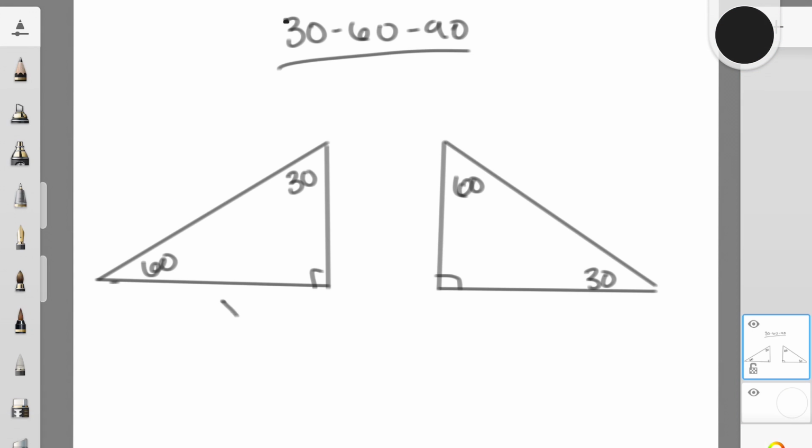Now let's move on to 30, 60, 90. Remember, again, you have to write the formula to make it easier for yourself. Make sure you make that a habit.